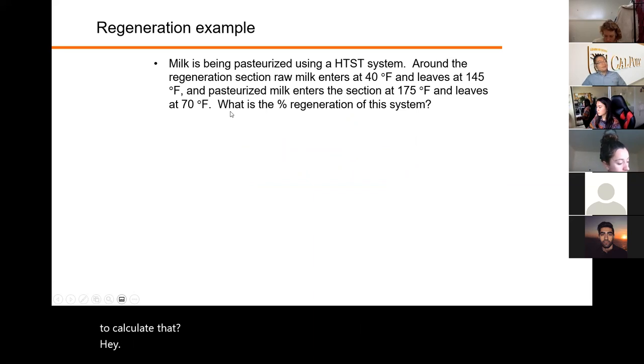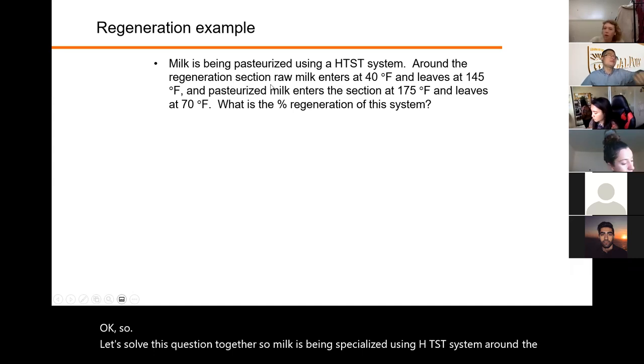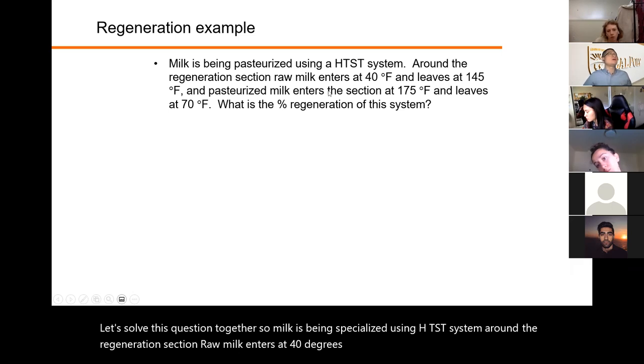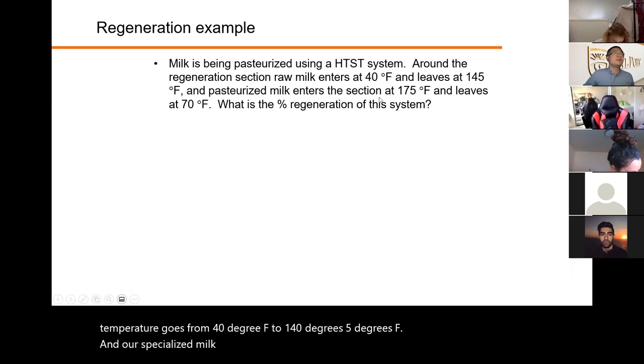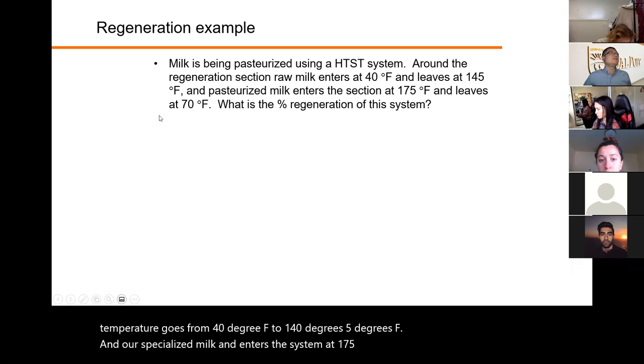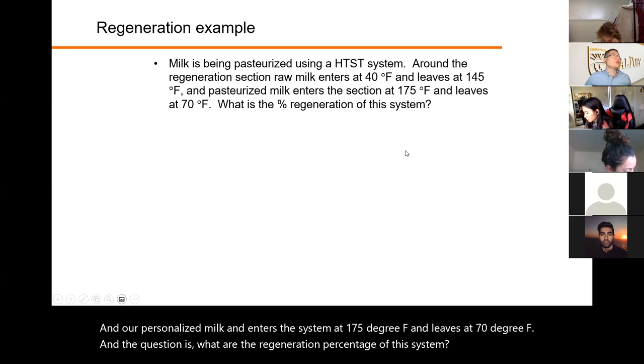Okay, so let's solve this question together. Milk is being pasteurized using an HTST system. Around the regeneration section, raw milk enters at 40 degrees F and leaves at 145 degrees F, okay? So our raw milk temperature goes from 40 degrees F to 145 degrees F. And our pasteurized milk enters the system at 175 degrees F and leaves at 70 degrees F. The question is, what is the regeneration percentage of this system?